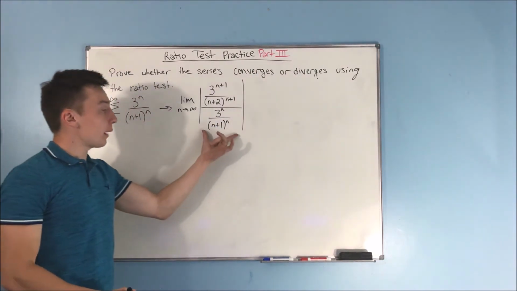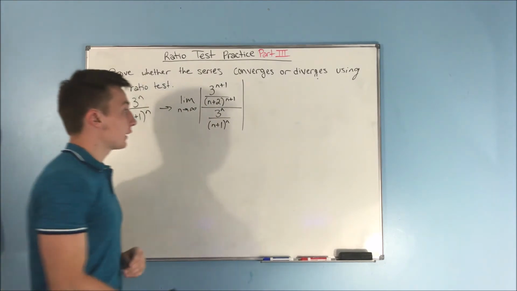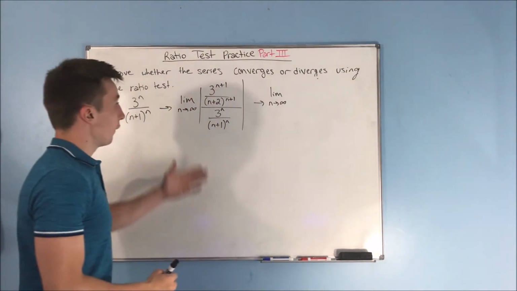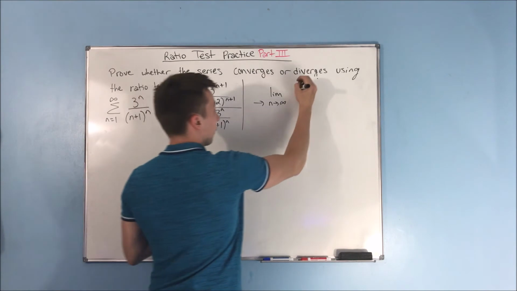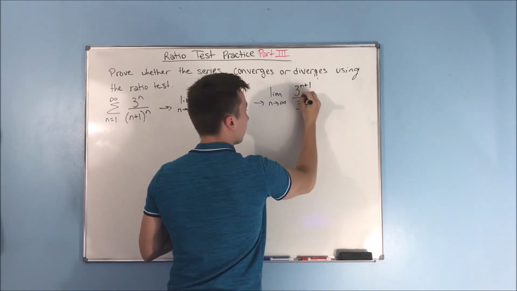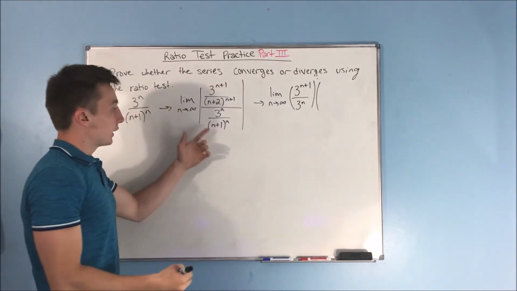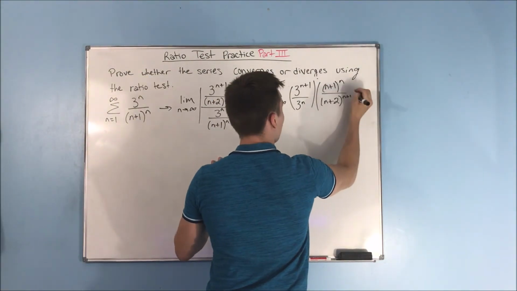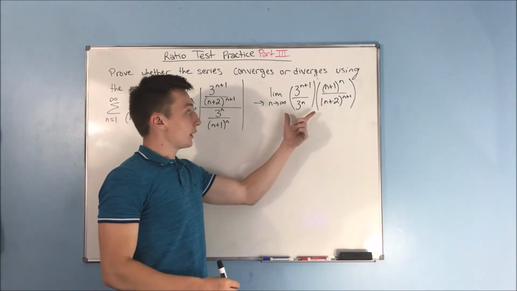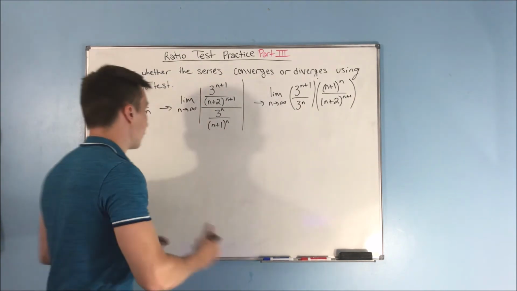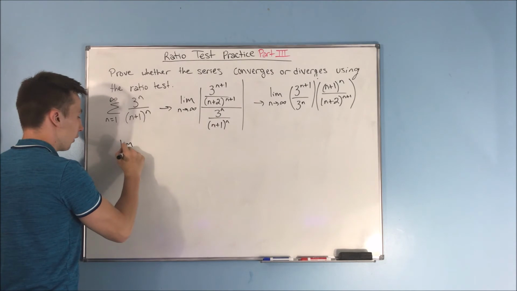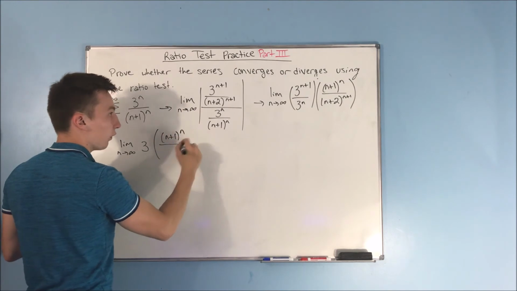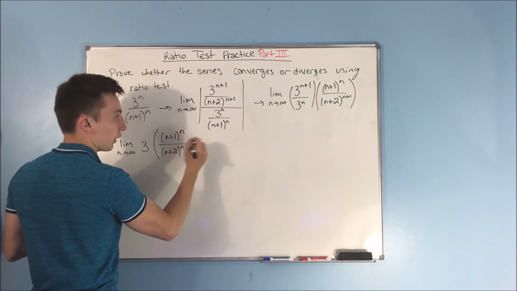Okay, now we can get rid of those absolute value signs. Everything inside is positive. Let's make this into one fraction here. We get the limit as n approaches infinity of 3 to the n plus 1 over 3 to the n, times (n plus 1) to the n over (n plus 2) to the n plus 1. Okay, so you've seen this a million times in all our examples. This is just going to be 3. So we get the limit as n approaches infinity of 3 times (n plus 1) to the n over (n plus 2) to the n plus 1.